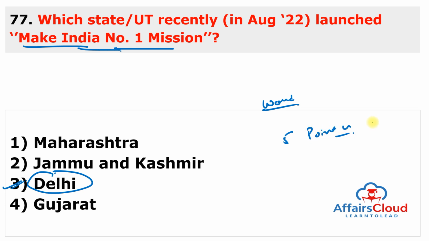The 5-point vision includes providing free education and healthcare to the citizens, employment to the youth, equal rights and dignity to the women, and fair prices to the farmers for their produce, which would make India a superpower. So remember, Delhi Chief Minister and Aam Aadmi Party convener Arvind Kejriwal ji launched the Make India No. 1 mission, and he also urged all citizens and political parties to join it.